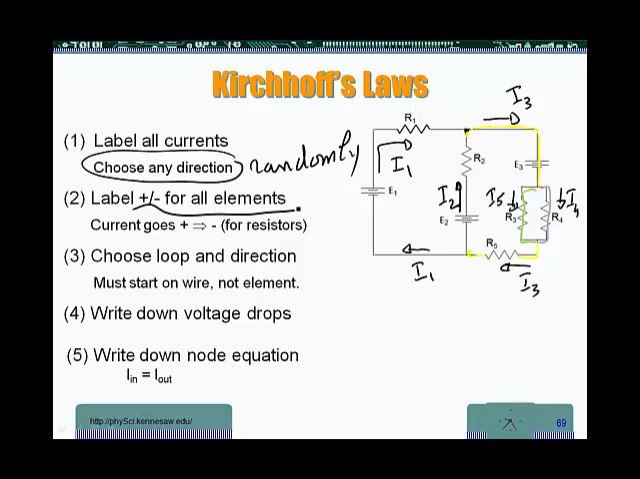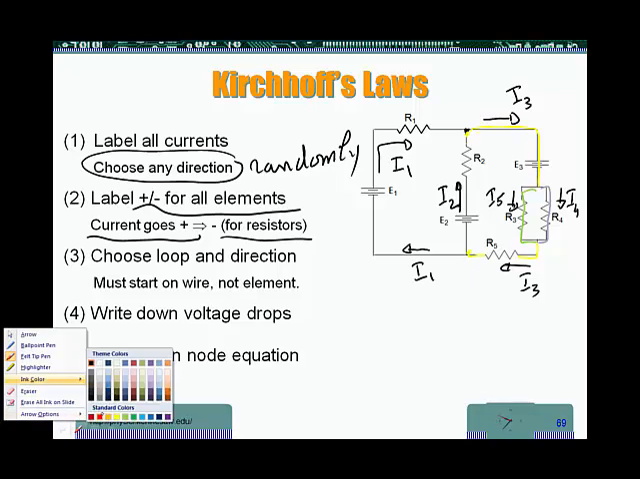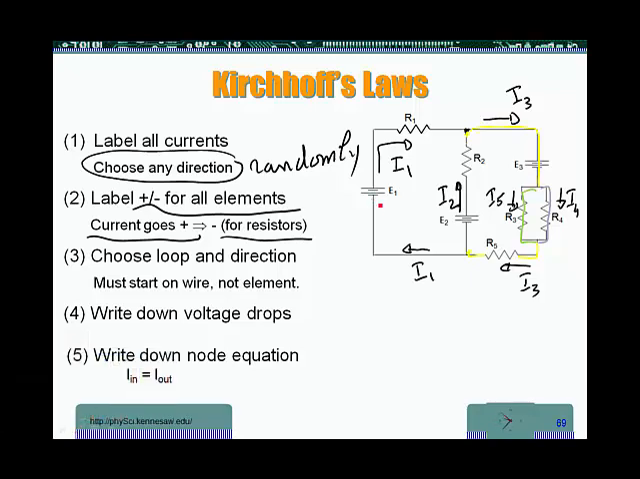For batteries, it's easy. The negative lead is a minus, the positive lead is a plus. For resistors, we should use this rule. The current goes in from the plus and exits at the negative. Okay, let's use the red color to do that. So batteries: minus, plus, minus, plus, minus, plus.